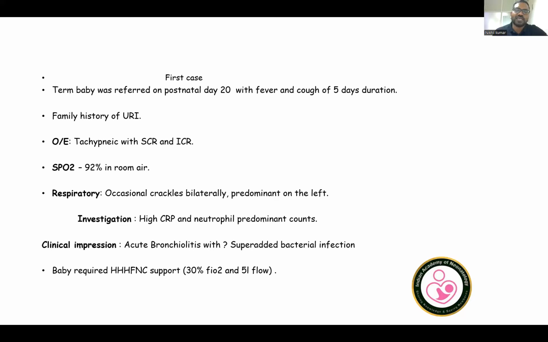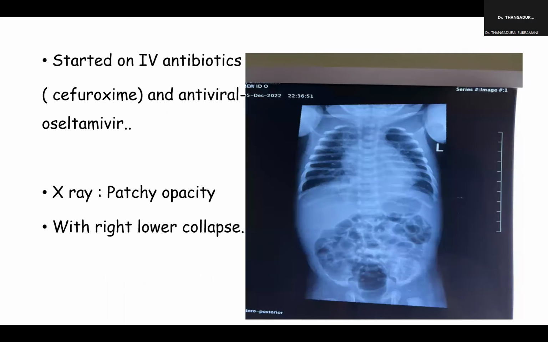The clinical impression was acute bronchiolitis with superadded bacterial infection. Initially the baby was on HFNC support with 30% FiO2 and was started on IV antibiotics, cefuroxime, and the antiviral oseltamivir. The antiviral was started because at that time there was a bronchiolitis outbreak in our unit, and with the family history of URI, we added oseltamivir.